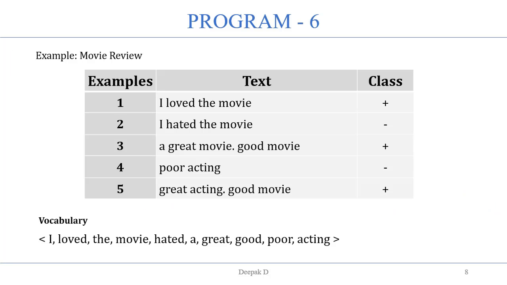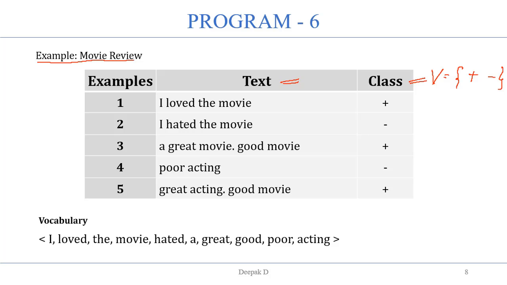Let's consider an example, that is a movie review. Here examples are nothing but your instances which are used to train your model. The total number of examples that we have used is 5, and this is your text, and these are the corresponding target values, which we can call capital V, which has two different values. One is positive and another is negative. There are 5 instances.